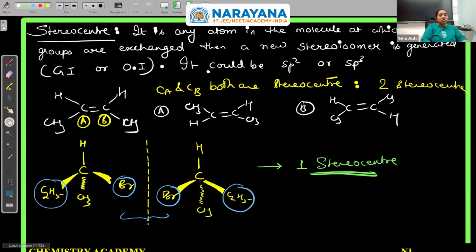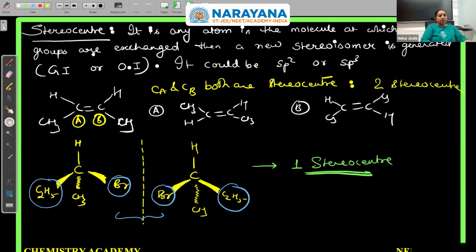So moving to this. Now see what a stereo center is. Till now we were talking of chiral carbon. Now I'm moving to the word stereo center. It is any atom in the molecule at which, if 2 groups are exchanged, a new stereoisomer is generated. I'm saying stereoisomer, I'm not saying optical isomer. It could be geometrical or optical. It could be sp2 or sp3. So any such atom in a molecule at which, if 2 groups are exchanged, a new stereoisomer is generated, that center is called a stereo center.